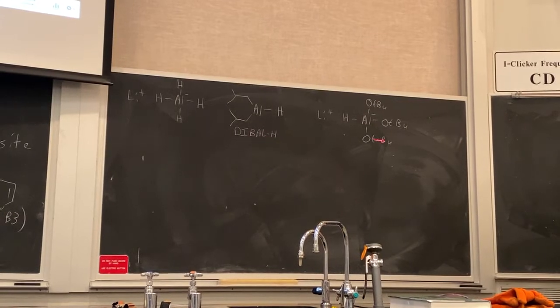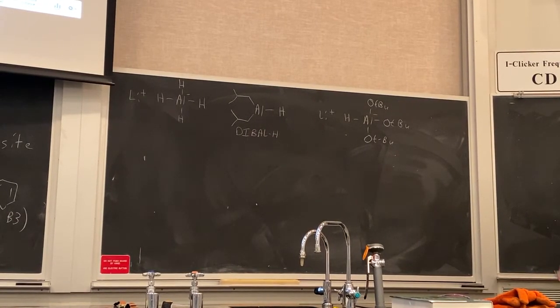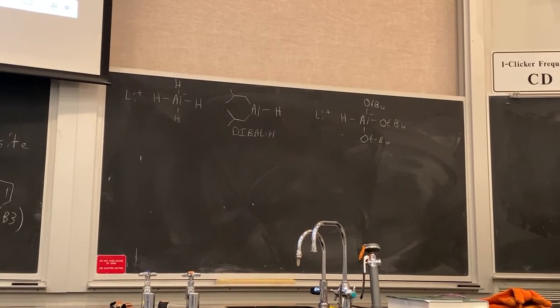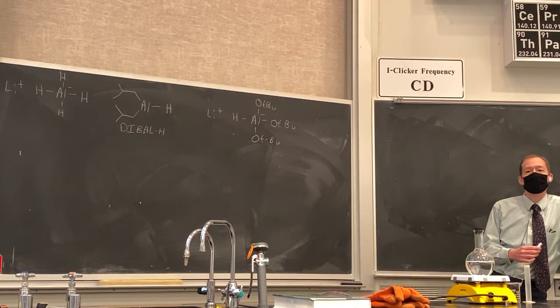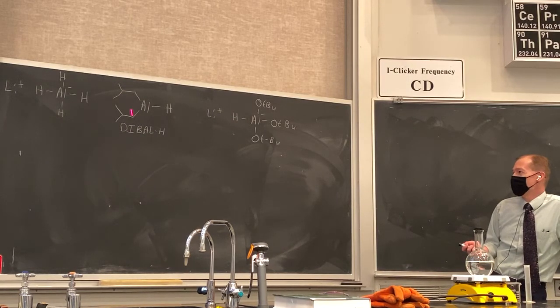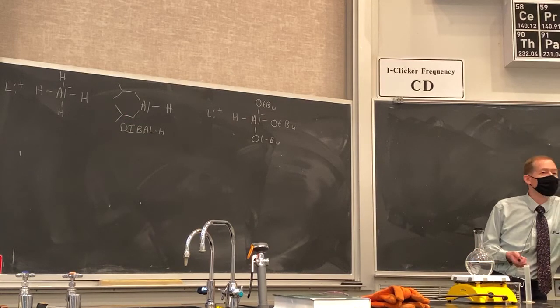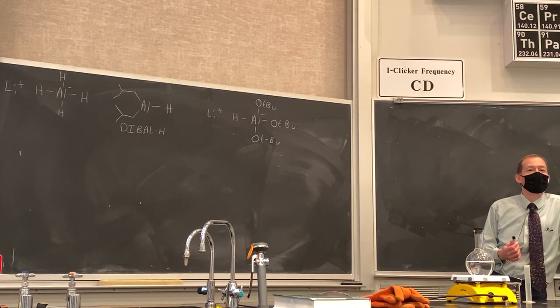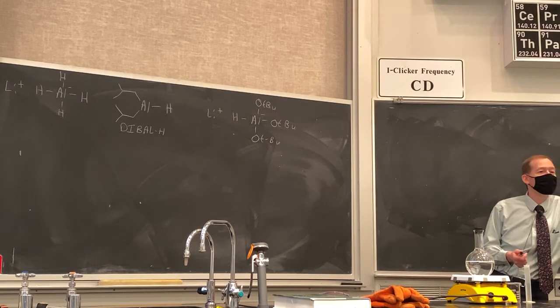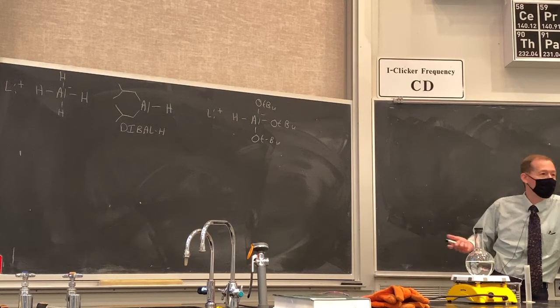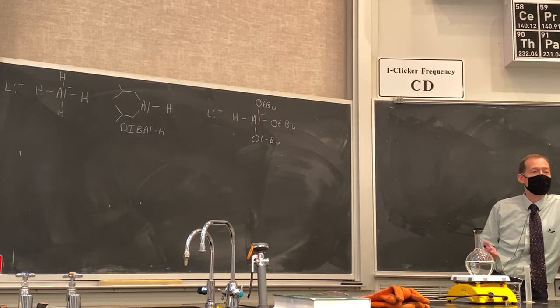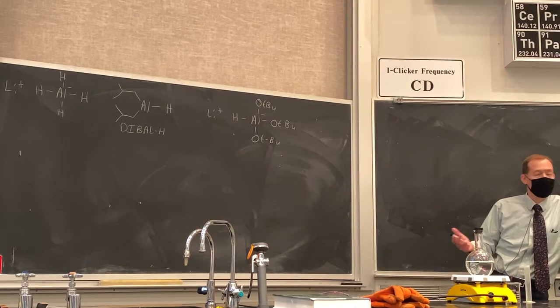These two species are less reactive than lithium aluminum hydride. Why do you think DIBAL is less reactive than lithium aluminum hydride? Any ideas? What do we think of when we see these? These are isobutyl groups. What does that look like in 3 dimensions? Yes? Exactly. This is bulky, sterically hindered, and so as a result, it is less reactive than lithium aluminum hydride because of the steric hindrance.